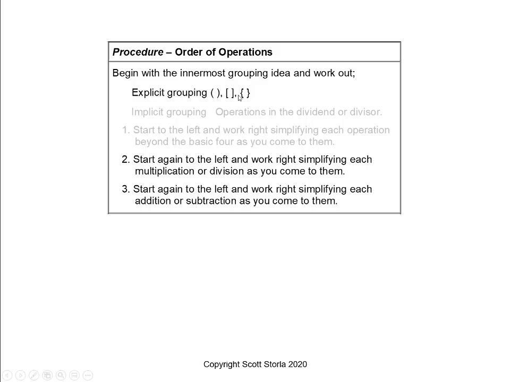And if you have multiple grouping symbols in an expression, you work with them inside out. So you always start with the innermost grouping and then work yourself out. Once you're done with grouping in these problems, then you'll be moving on to steps 2 and 3.